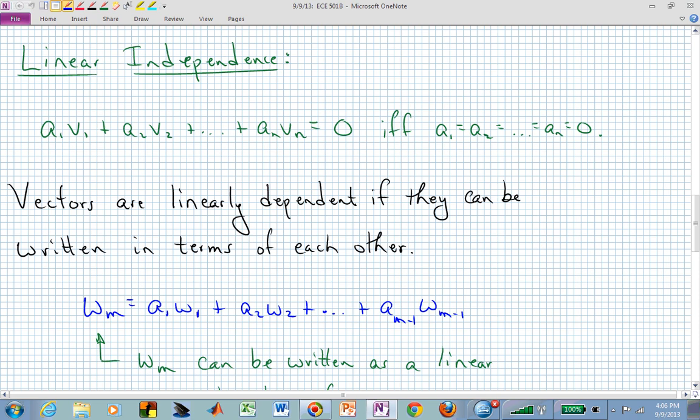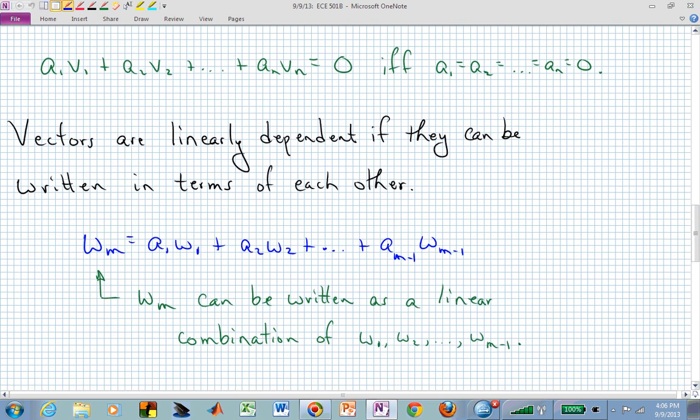Just the opposite of that is when you have linearly dependent vectors, and that's when you can actually write one or more of those vectors as a linear combination of the other vectors in that set. That's when you would have linear dependency among the vectors that you're working with, or in your collection of vectors.